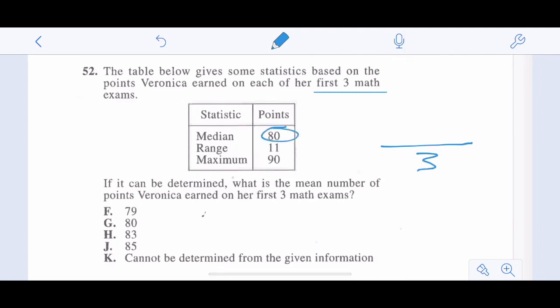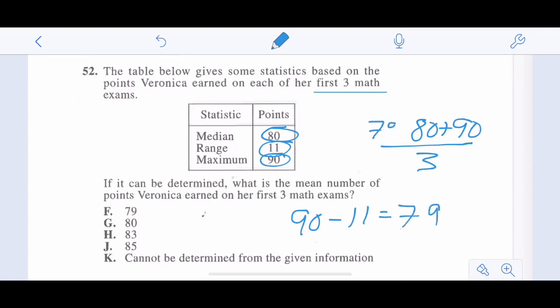So the median score is 80. And her maximum score is 90. And the range is 11, so the difference between the maximum and minimum, so 90 minus 11 equals 79. So now we have our other score. So 79 plus 80 plus 90 divided by 3 is 83, or choice H.